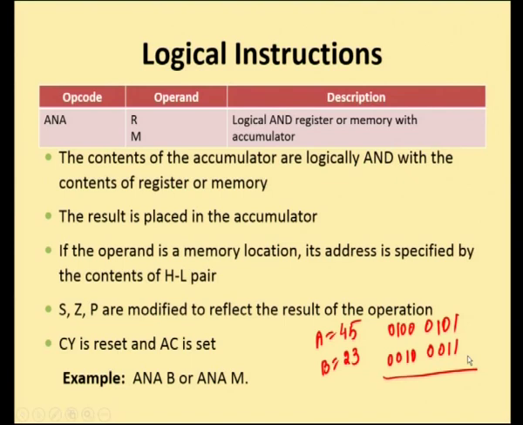What is the function of the AND gate? If any one of the inputs is low, the output is low. When all inputs are high, the output is high. So, here both inputs are 1, the output is 1. Here 0 and 1, the output is 0. 1 0 0, both are 0 0 0, here 0 0 0.